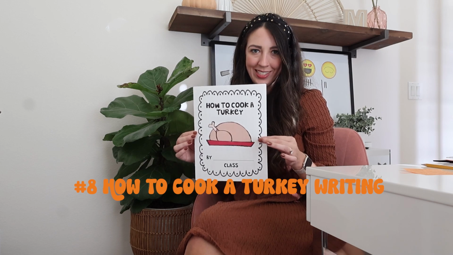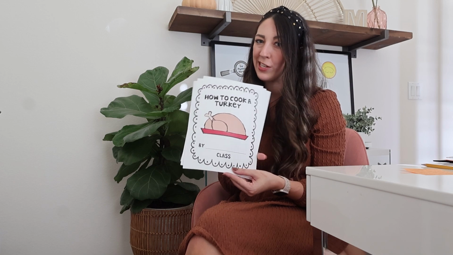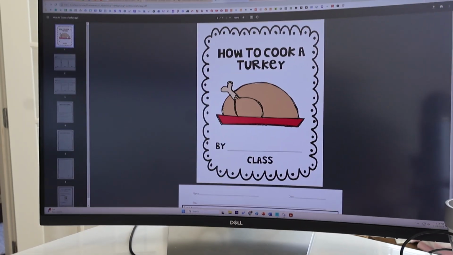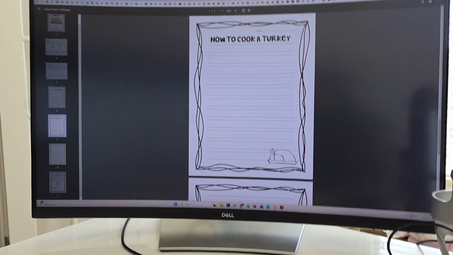Idea number 8 is how to cook a turkey, a writing activity, and it's so cute. I love that this freebie has multiple options included, so you can find one that fits your age group the best. This freebie is from a TPT author called Jennifer Bates, and I printed off a couple of her examples.